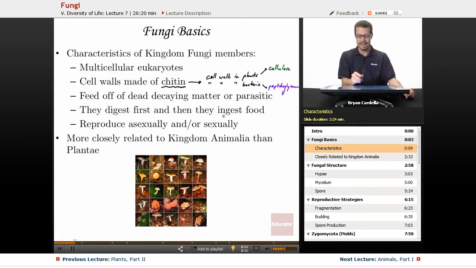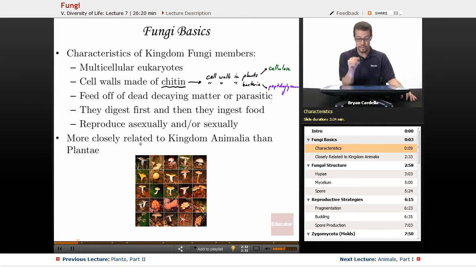So digest, then ingest. And then fungi, they reproduce asexually and or sexually. A lot of fungi can do either. And with animals, you see a lot more of, oh, they're just doing one or the other, and sexual reproduction is the typical way that animals do it. But you see a lot of asexual with fungi, even more advanced fungi.